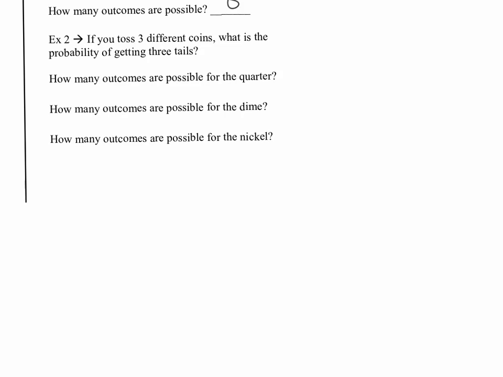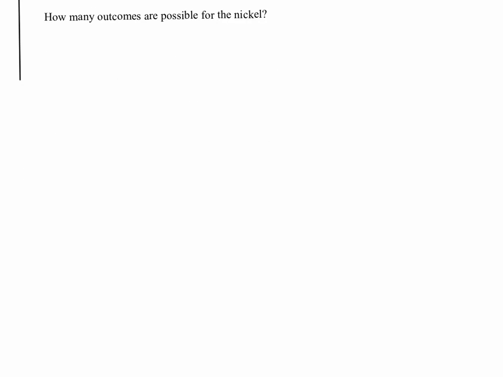Example number 2. If you toss 3 different coins, what is the probability of getting 3 tails? The 3 coins we're going to use are a quarter, and a dime, and a nickel. On a quarter, you have 2 sides, heads and tails. Your only options when you flip a coin are heads and tails. When you flip a dime, you only have 2 sides, heads and tails.